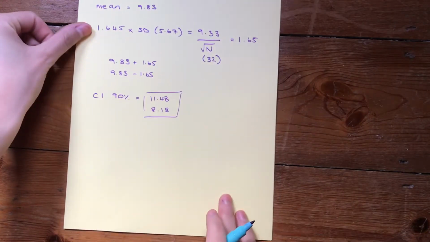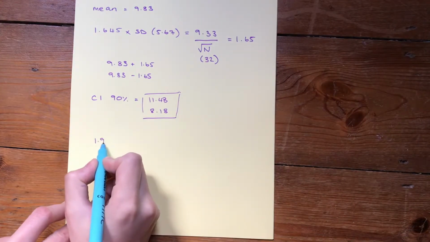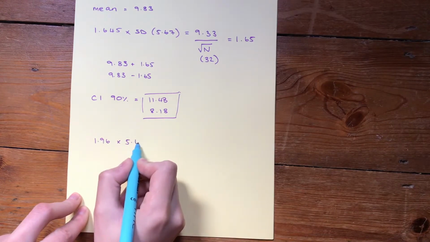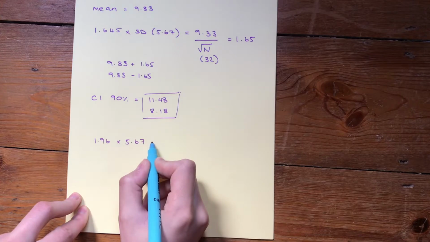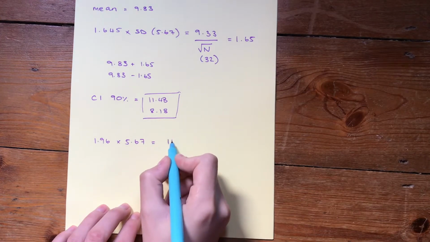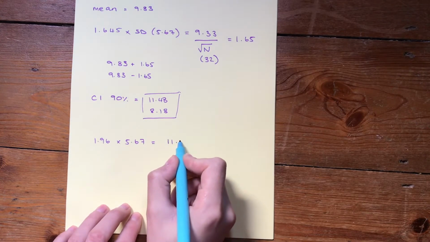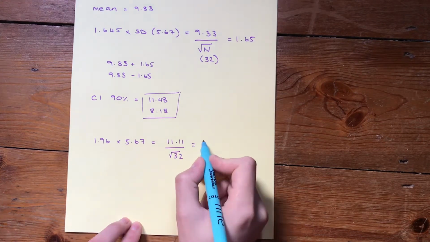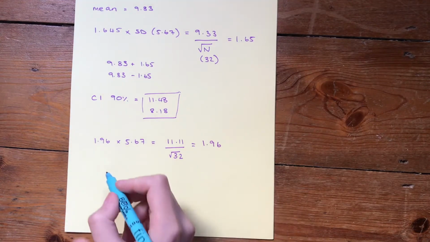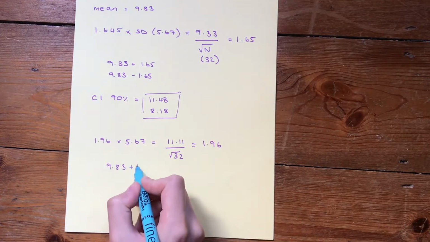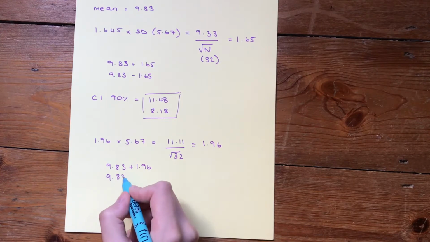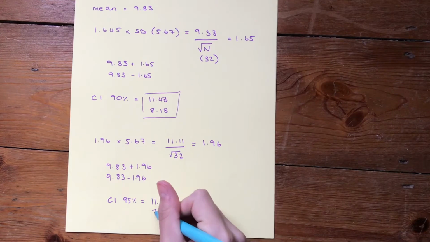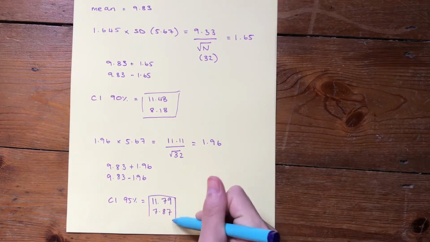If we do the same thing again, but looking at a 95% confidence interval, we'll use the number 1.96. So we multiply 1.96 by 5.67, which is the standard deviation from earlier. This gives us 11.11, and if we divide that by the square root of 32, it leaves us 1.96. Now we take the mean from earlier, 9.83, and we add 1.96 and we subtract 1.96. This gives our 95% confidence interval of 11.79 and 7.87.